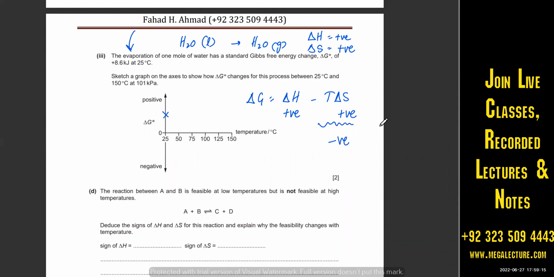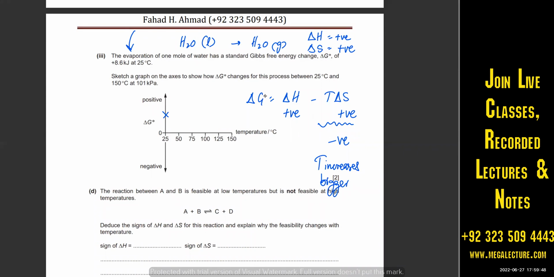Now comment on this. Who's going to tell me what will happen if I increase temperature? What will happen to the value of delta G? Would it become more negative or more positive? What will happen to it? More negative? It's going to become more negative because T increases, then the negative part would become bigger in size. Hence, delta G would become more negative.